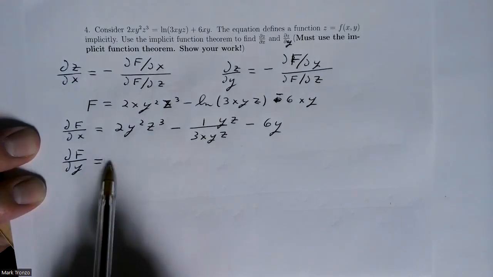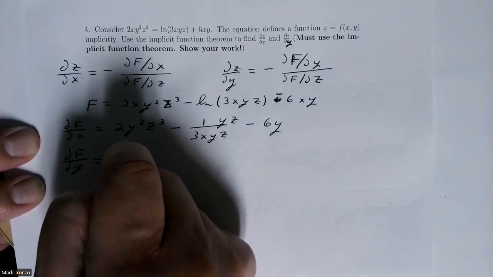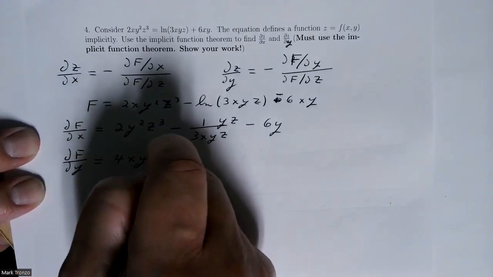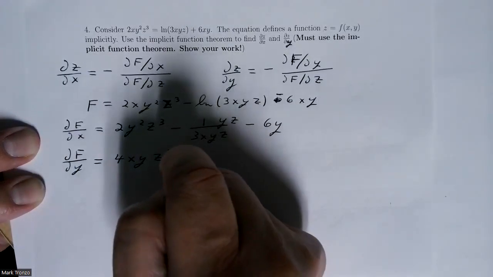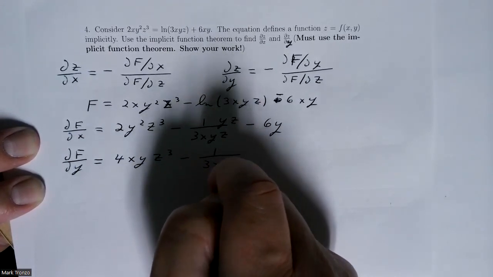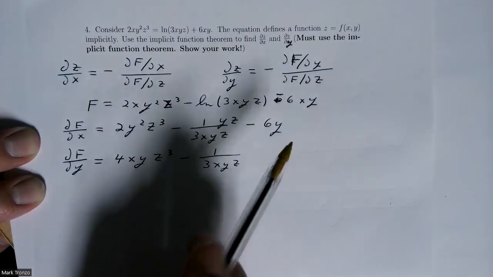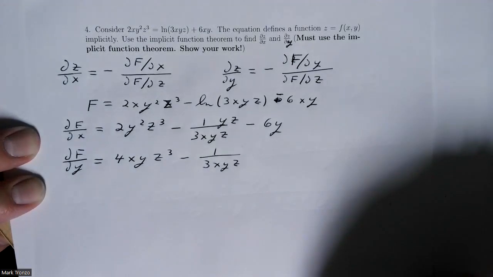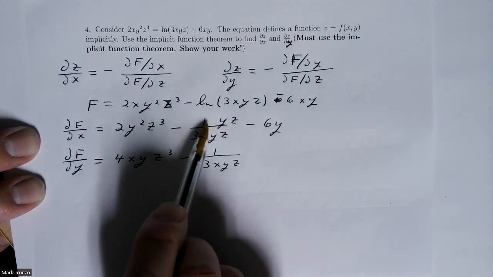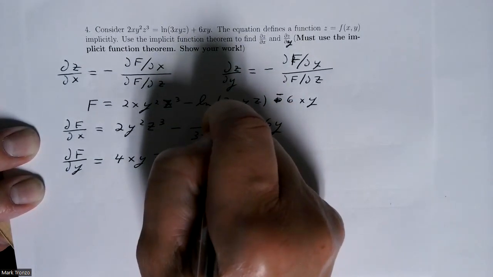Then do df dy: 4xy z cubed minus 1 over 3xyz, times the derivative of the inside. And by the way, I made a mistake on the last one. The derivative to the inside should have included a 3, shouldn't it have?